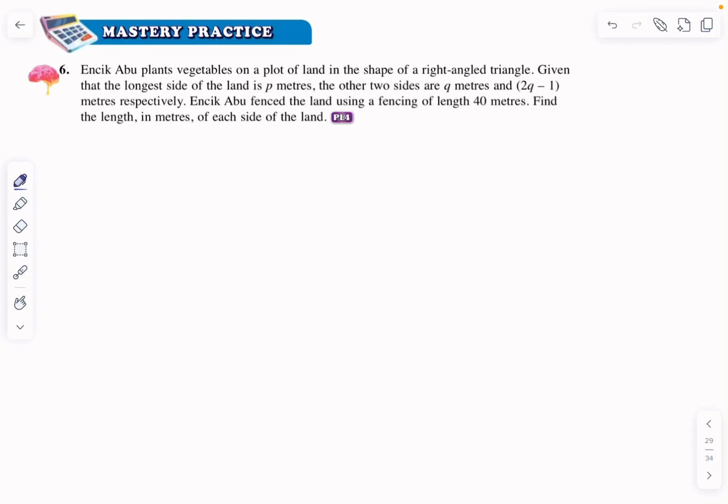Question 6. Inche Abu plants vegetables on a plot of land in the shape of a right angle triangle. Given that the longest side of the land is p meters, so in a right angle triangle, the hypotenuse will be the longest side. The other two sides are q meters and 2q minus 1 meters. So q, 2q minus 1.